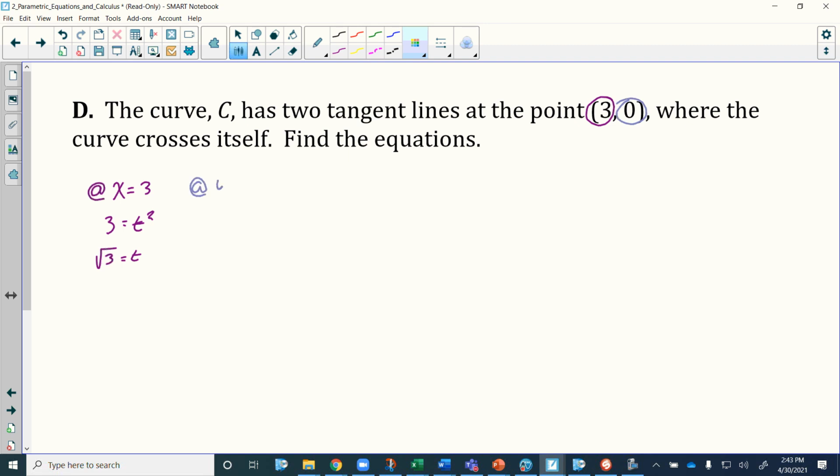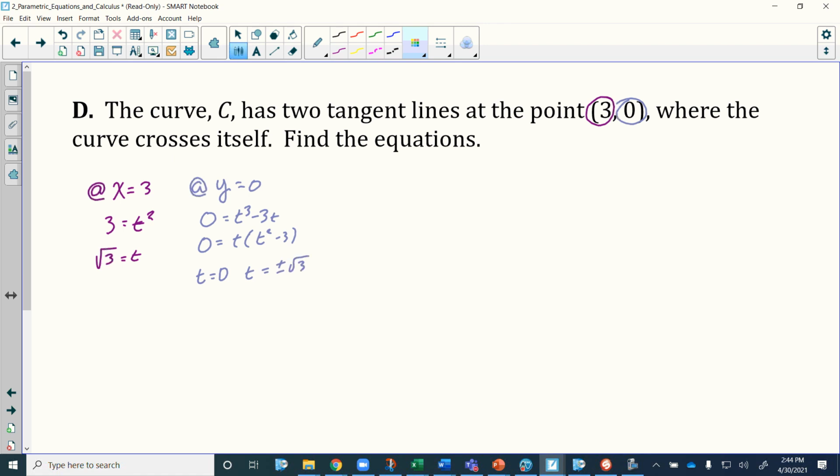So at y is equal to 0, basically I'm going to take the second parametric equation that said y was equal to t cubed minus 3t, and I'm going to just substitute the 0 for the y. So I get 0 is equal to t cubed minus 3t, which we can factor and solve for t. Factor out a t, and then I'm going to get t squared minus 3. So this will give me solutions of t is equal to 0, and again, this one is going to give me t is equal to positive or negative square root of 3.